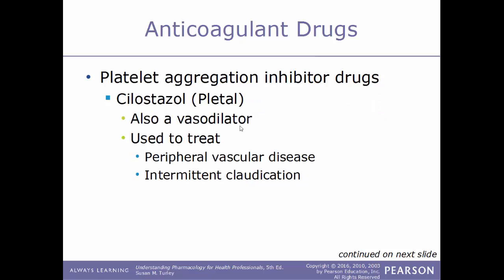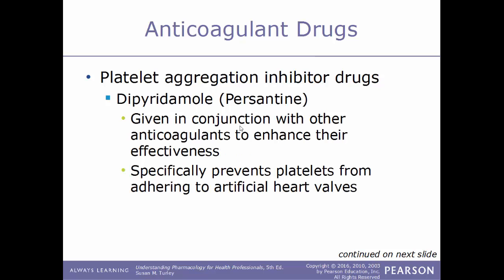Some examples of platelet aggregation inhibitors: cilostazol, which is sold under the trade name Pletal. This is a vasodilator that's used to treat peripheral vascular disease and intermittent claudication. And this is pain that's usually found in the legs caused by too little blood flow. It usually accompanies exercise. Dipyridamole, which is sold under the name Persantine. This is given in conjunction with other anticoagulants to enhance their effectiveness. And this specifically prevents platelets from adhering to artificial heart valves.